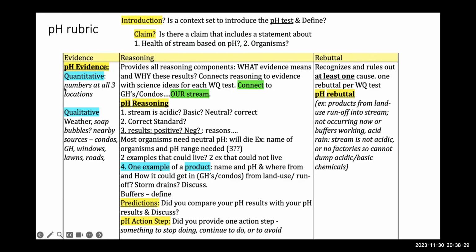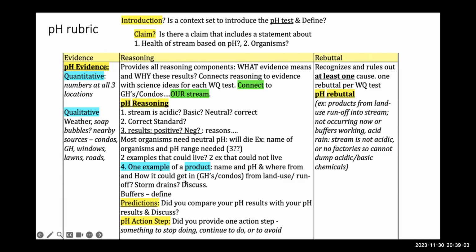So on the left, have they reported all 3 locations? I don't want them to give an average of all 3 locations. I'd like them to report at A, at B, at C. This is what we saw. I want them to make sure that they report the weather, but that they don't just say what the weather is. I want them to connect it to things like storm drains. Did they see bubbles or soap, or did they not see any? Did they see that there are condominiums nearby?